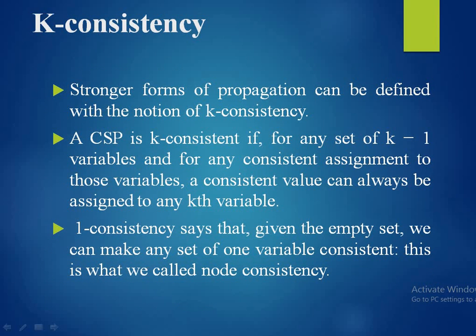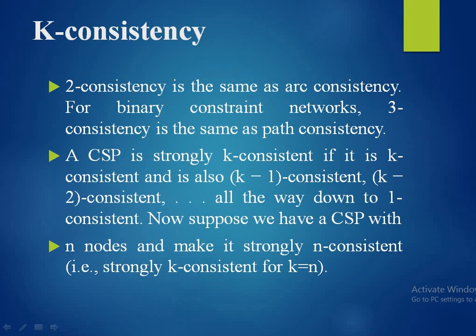The next consistency is K-consistency. Stronger forms of propagation can be defined with the notion of K-consistency. A CSP is K-consistent if for any set of K-1 variables and for any consistent assignment to those variables, a consistent value can always be assigned to any Kth variable. 1-consistency says that given the empty set, we can make any set of one variable consistent. This is what we called node consistency. 2-consistency is the same as arc consistency. For binary constraint networks, 3-consistency is the same as path consistency.